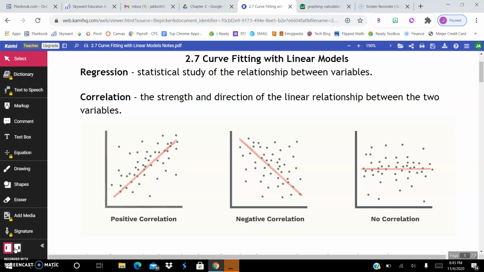Correlation is the strength and direction of the linear relationship between the two variables. So if it's a positive correlation, we're going to have a scatter plot where the dots are moving upward when you look at it from left to right. Negative correlation would be when you look at it from left to right, the dots are going in a downward slope. And then no correlation is where the dots are just all over the place. It's not going up, it's not going down, they're just everywhere.